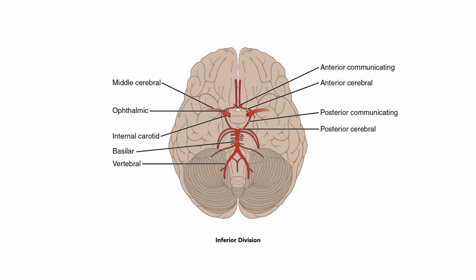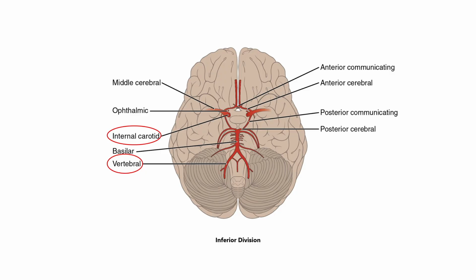The brain receives blood from two main sources: the internal carotid arteries anteriorly and the vertebral arteries posteriorly. As you see in this image, these vessels connect at the base of the brain to form the circle of Willis. This circle is an important anastomotic ring that provides collateral circulation.